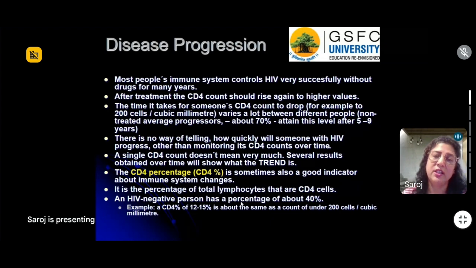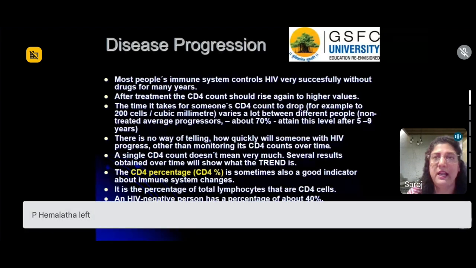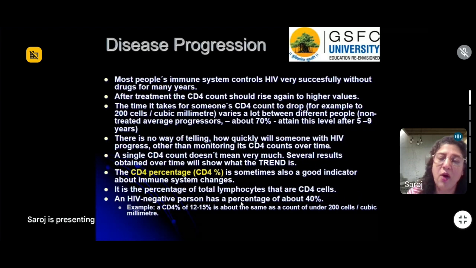Another thing is, in addition to CD4 cells, we can also count the CD4 percentage. So CD4 percentage is the percentage of CD4 cells in the total population of your total immune cells. So that is again another indicator. Those people who do not have HIV, the percentage of CD4 is around 40%, but in people with HIV, you can see the percentage can go as low as 12 to 15%. So these are the indicators which will help you keep track of how fast or slow your disease is progressing.